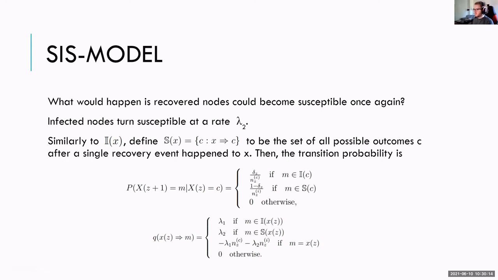Then lastly, we have the SIS model. It doesn't change quite a lot from the SIR in terms of the transition probabilities. But now we skip the state recovered and we just go back to susceptible again. Infected nodes turn susceptible at a rate lambda 2. And similar to I and R, we now define S to be the set of all possible outcomes after a single recovery event happened to X. And as said before, a recovery event in this context is an infected node turning susceptible.